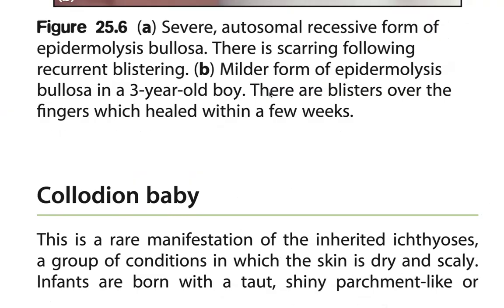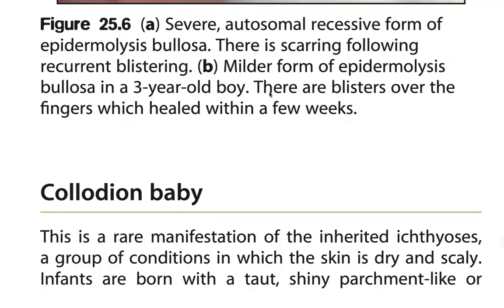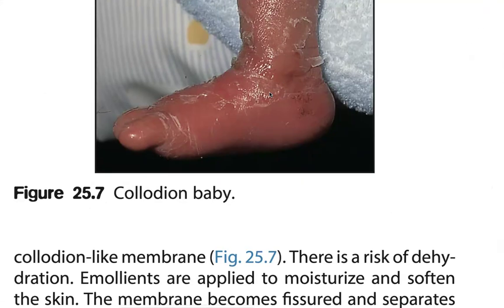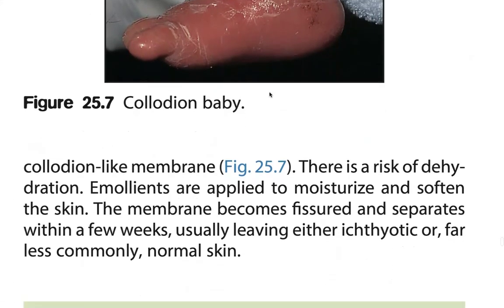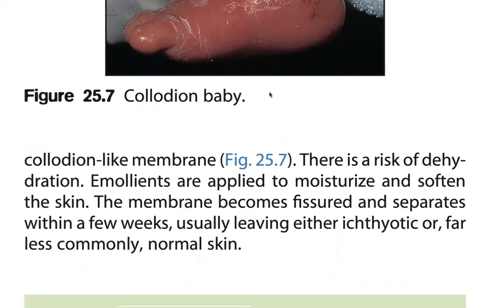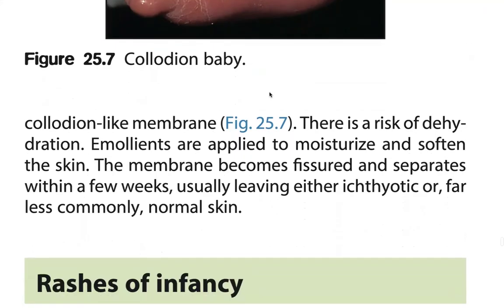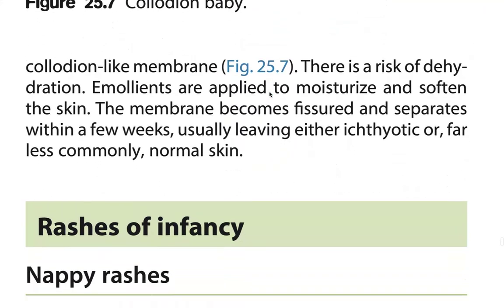Neonate: collodion baby. This is a rare manifestation of inherited ichthyosis, a group of conditions where the skin is dry and scaly. Infants are born with a tight, shiny, parchment-like or collodion-like membrane. There is a risk of dehydration. Emollients are applied to moisturize and soften the skin. The membrane becomes fissured and separates within a few weeks, usually leaving either ichthyotic or, far less commonly, normal skin.